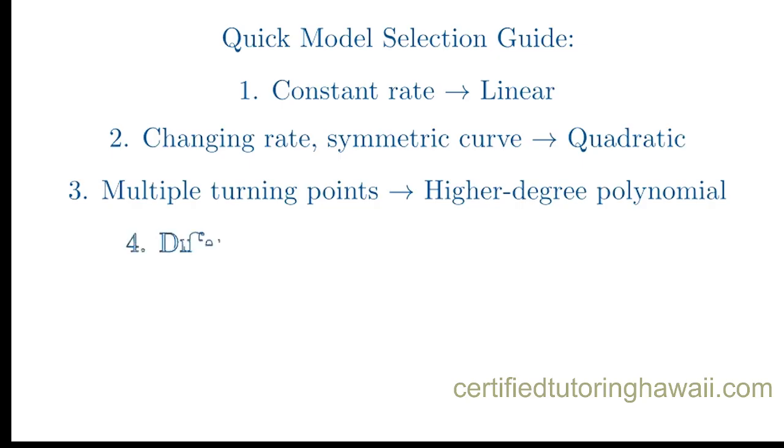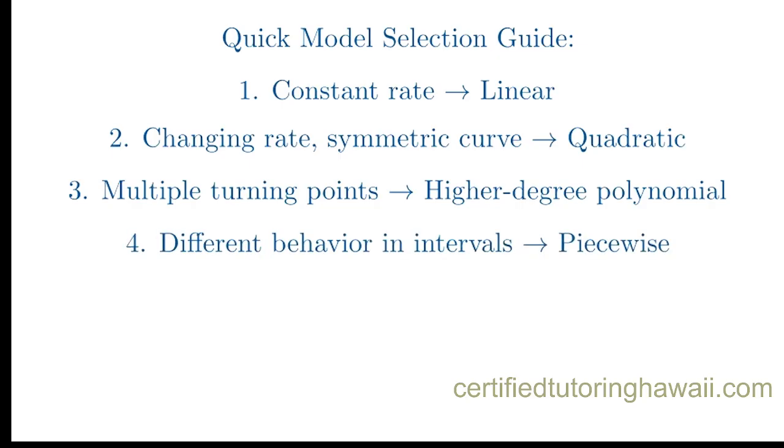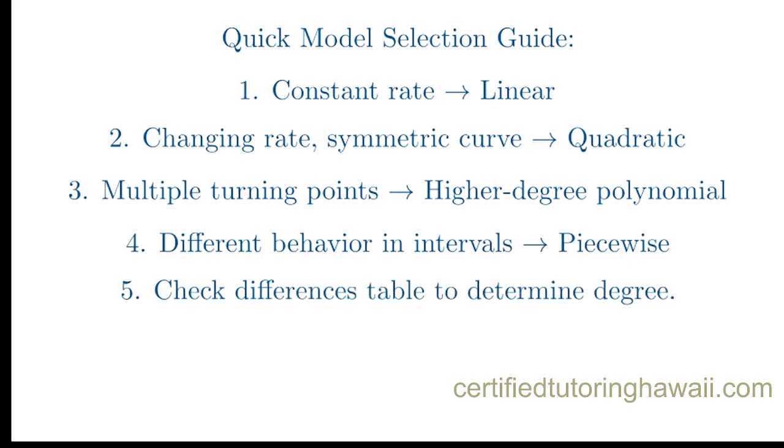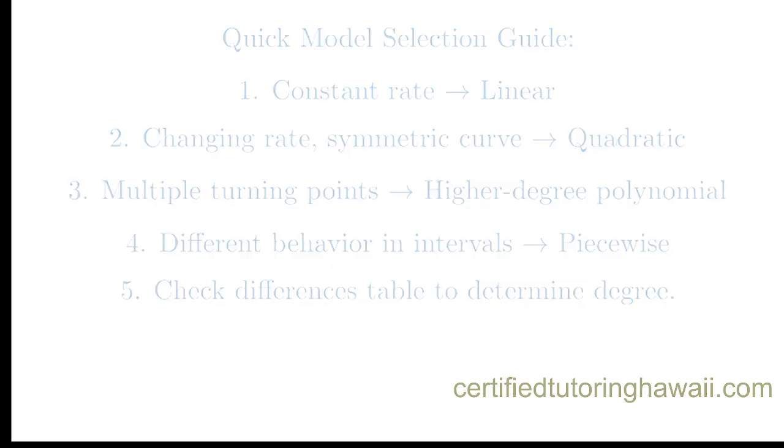Third, if you see multiple turning points, that is, multiple maxima and minima, you need a higher degree polynomial. Fourth, if the data shows different rules for different intervals, you should use a piecewise function. And finally, don't forget the powerful test of the differences table to confirm the degree of your polynomial. In this scene, we've learned how to identify the correct function type based on the characteristics of a scenario, from constant rates to multiple turning points to changing rules.